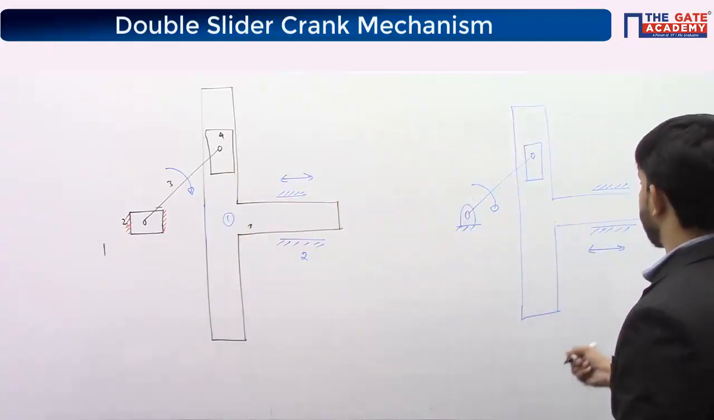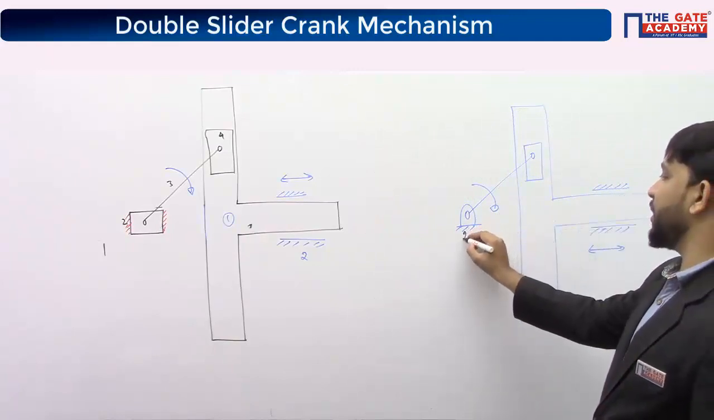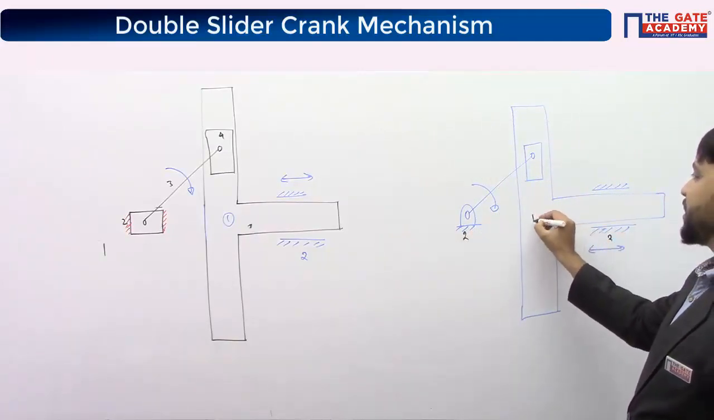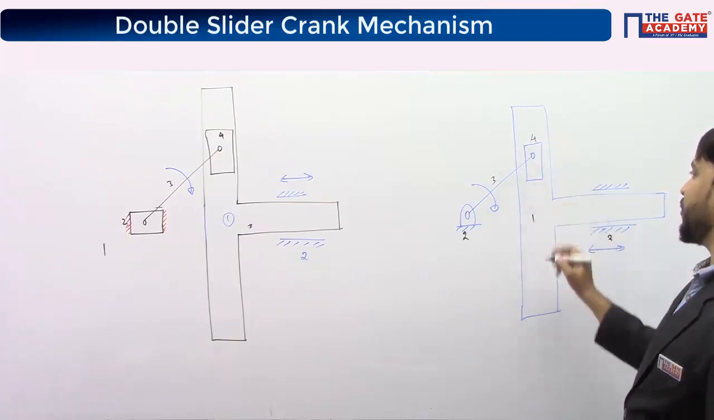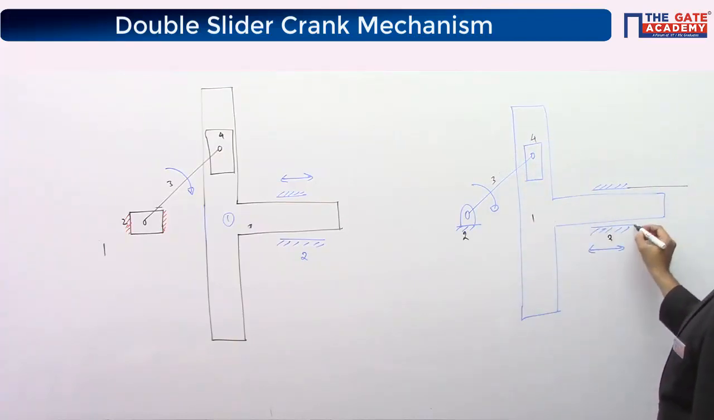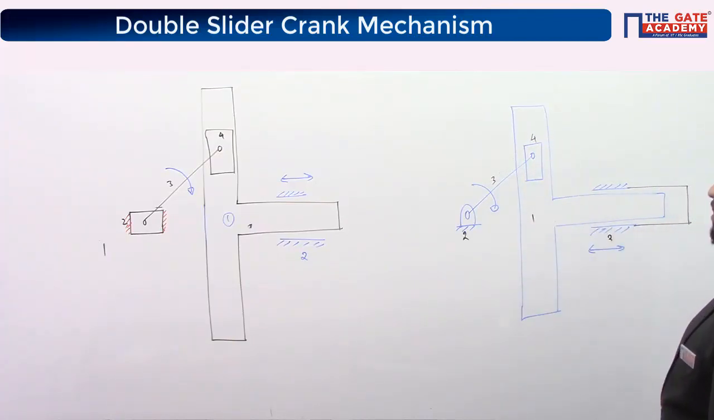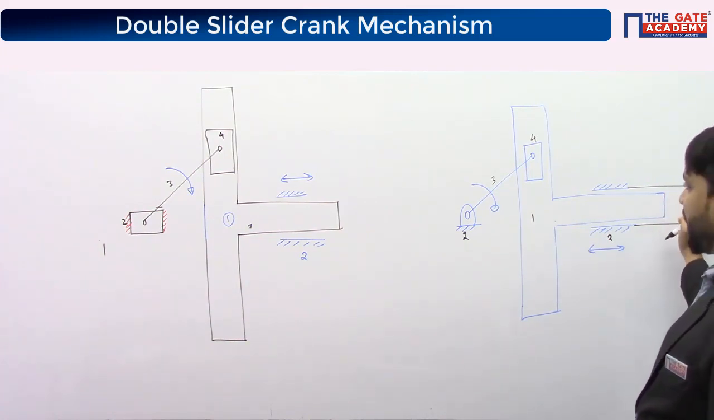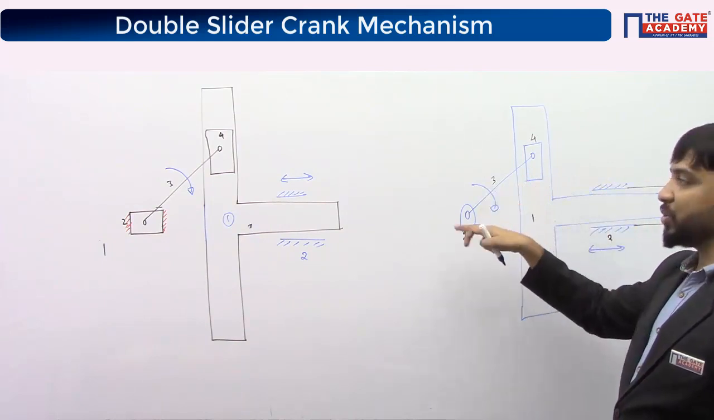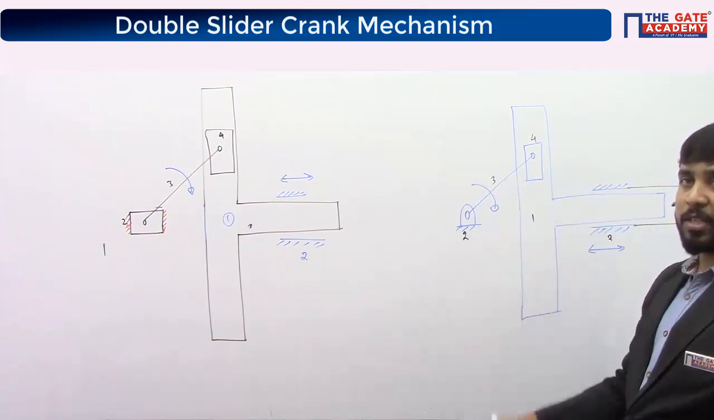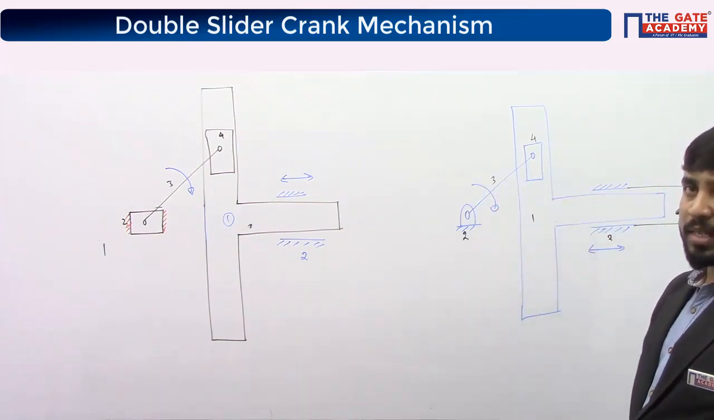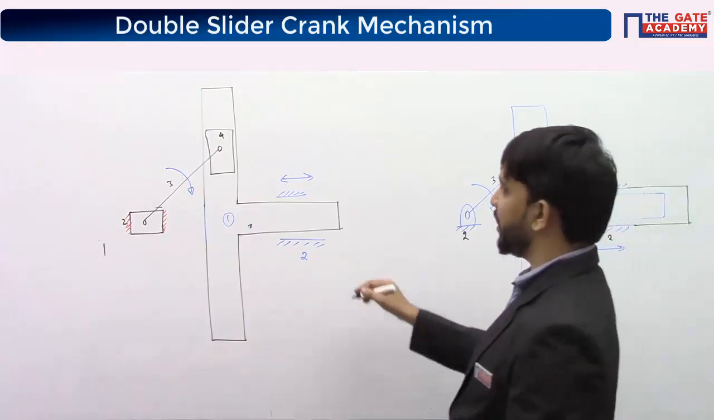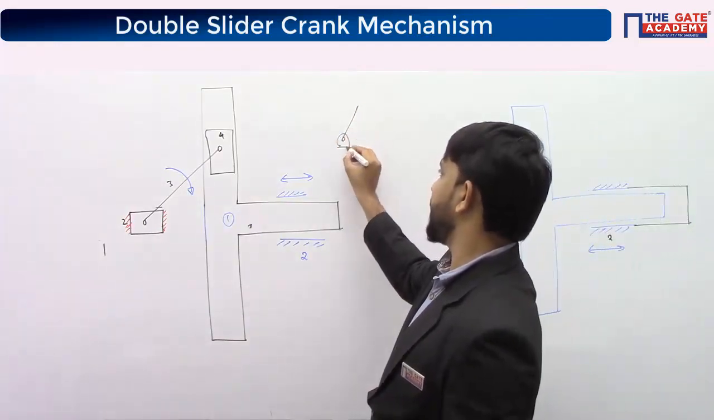So what you can do is, this is link number 2, the fixed link, this is link number 1, this is link number 3, this is link number 4. So you can use this also as an IC engine. I can just make this a cylinder. If I make this a cylinder, I can make some combustion happen over here. When some combustion happens here, this will be reciprocating and this will be rotating. This is exactly the same as your IC engine, okay? But we don't use this as an IC engine. We use only the single slider crank mechanism as an IC engine.